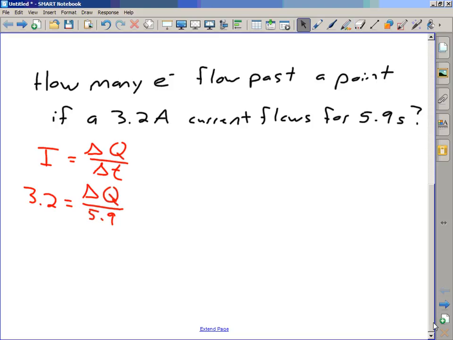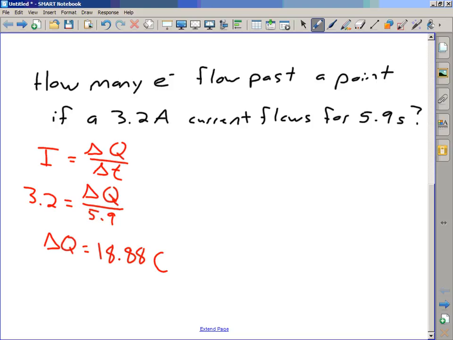You tracking with me so far? So now I can get how much charge comes past. Q equals what? Someone please. 3.2 times 5.9. Now this isn't my final answer, so I'm going to keep all those sig figs. What unit does this have? Coulombs. The base unit for charge is the coulomb. I'm not there yet, right? I'm looking for how many electrons can pass.